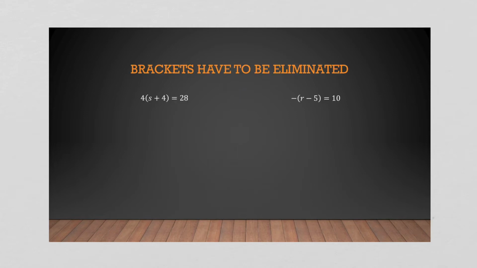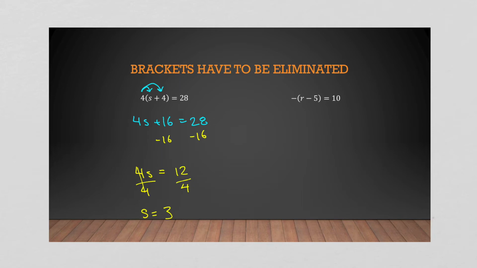So let's look at a few more examples. So again, we're just going to multiply in. We're going to water bomb into there, and we're going to get 4s plus 16 equals 28. And then it becomes 2-step algebra. Minus 16, 4s equals 12, and then divide by 4, s equals 3.